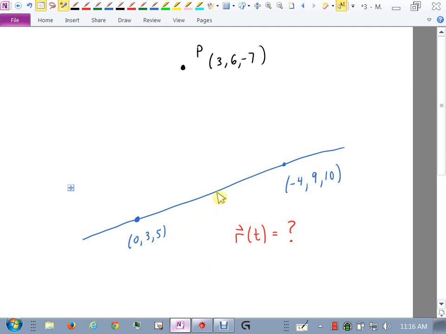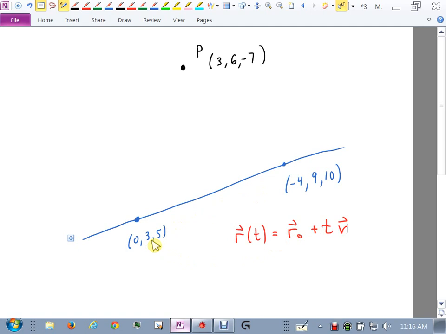Of the line between 2 points. I mean, this should be trivial. This is the formula, right? We talked about this last class. R naught plus tV. That's the two things you need to find the vector equation of the line: a point and a direction vector, right? That's all you need. A point we get, pick either one of these points.